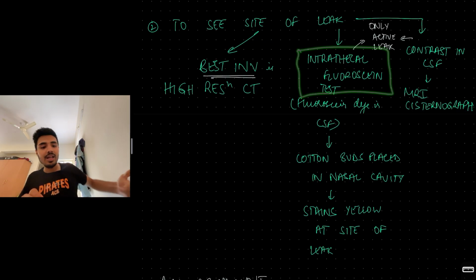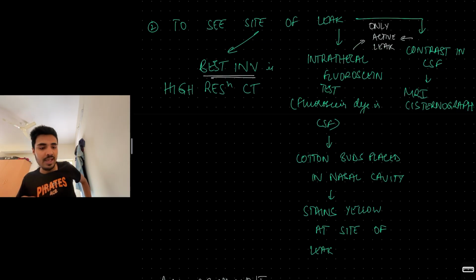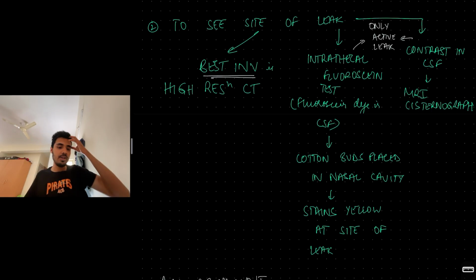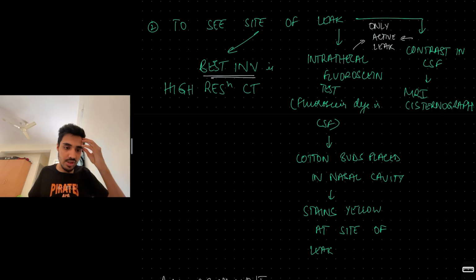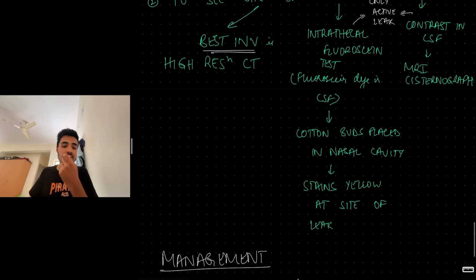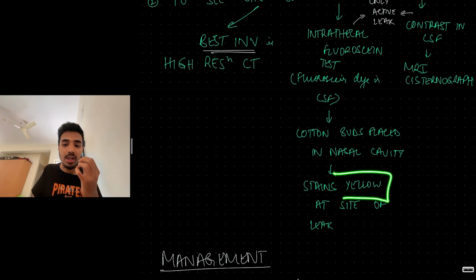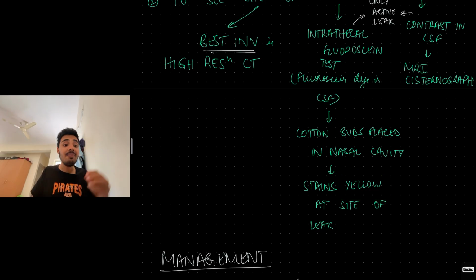We put an intrathecal injection of fluorescein dye. It comes up all the way to the CSF. Now the CSF contains the fluorescein dye. Within the nasal cavity, we place various cotton buds. So what happens during active leak? During active leak, along with the CSF, the dye also leaks out, and whichever cotton bud stains yellow color basically takes up the dye. That is where the CSF is leaking. So that is intrathecal fluorescein test.